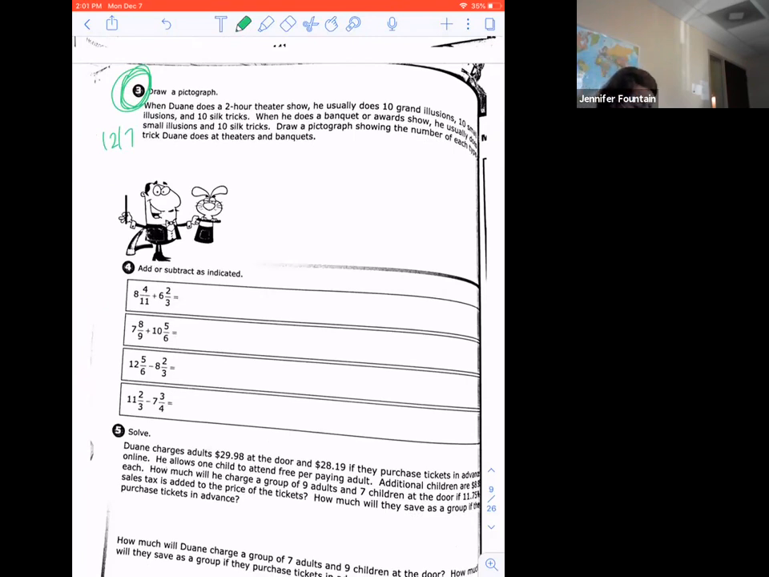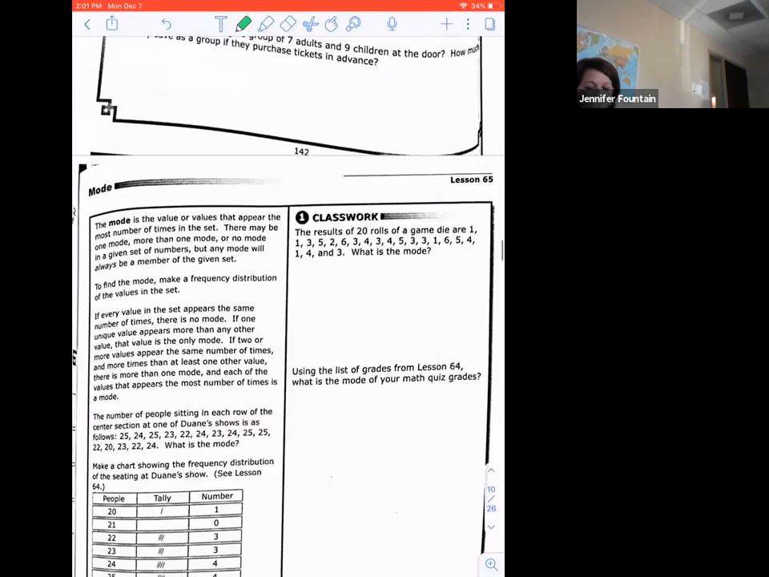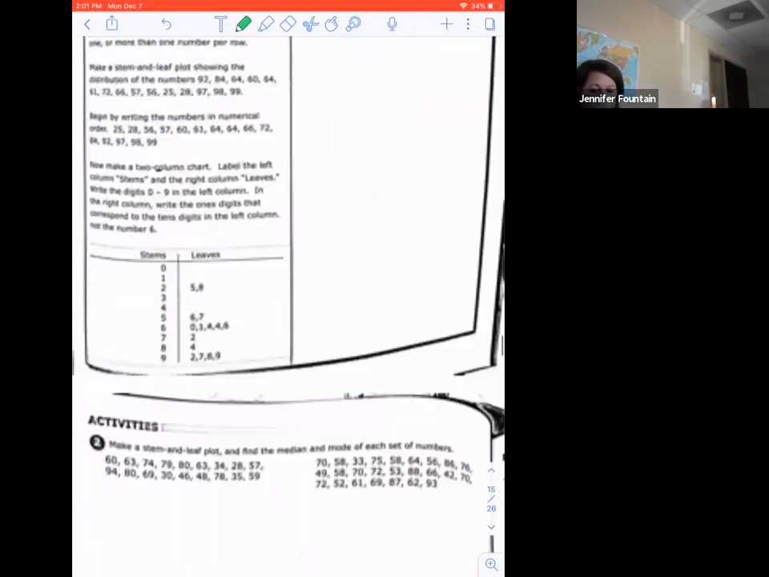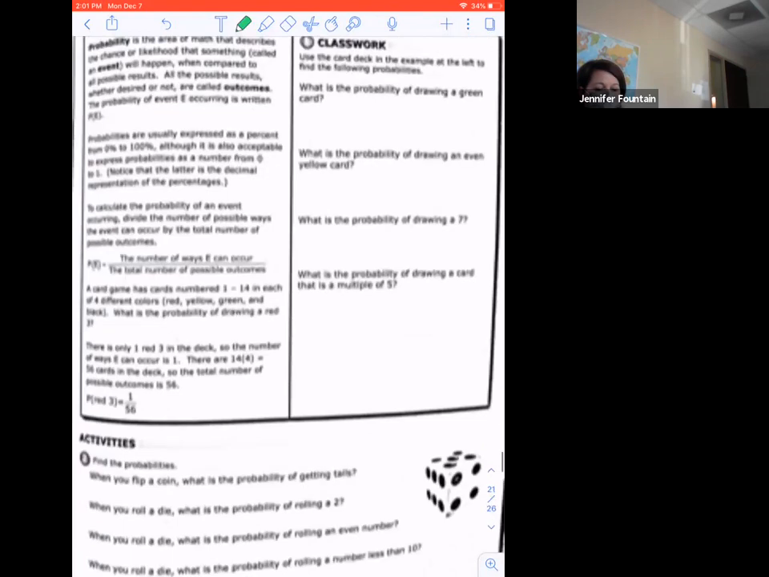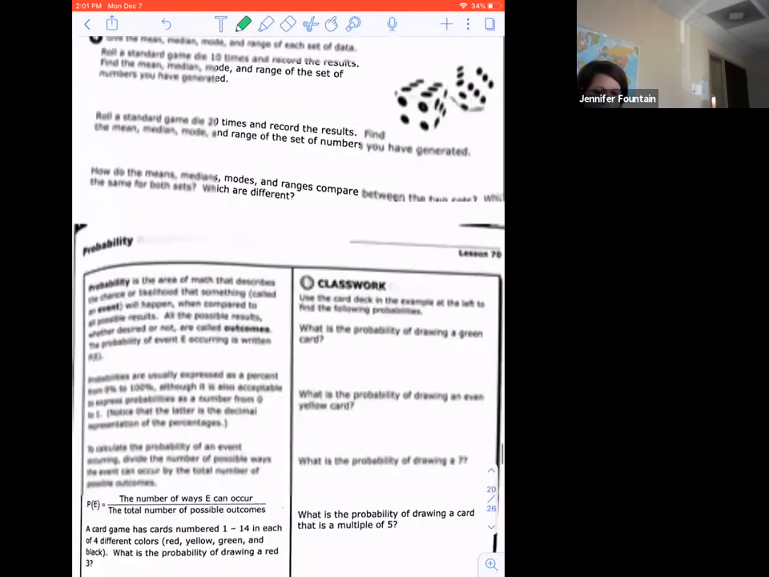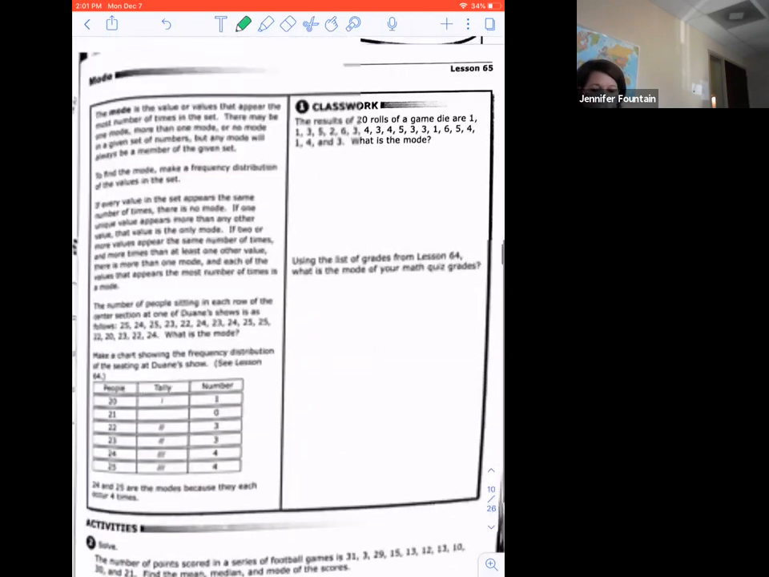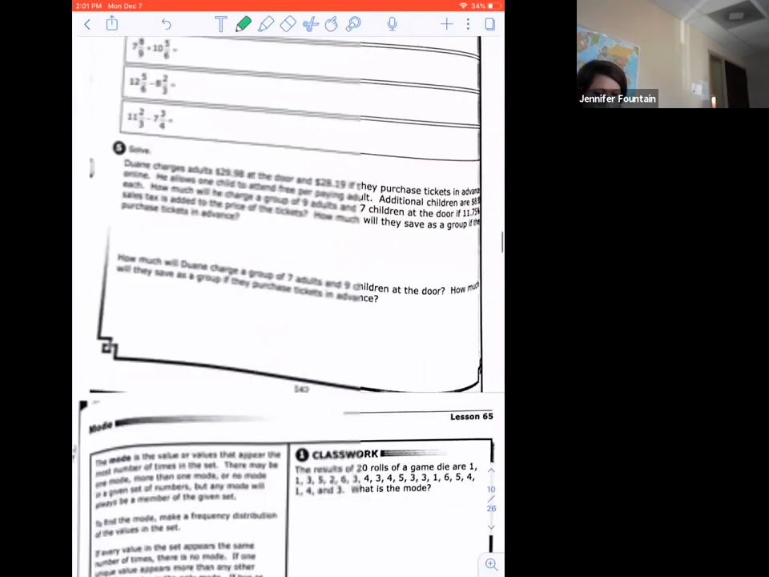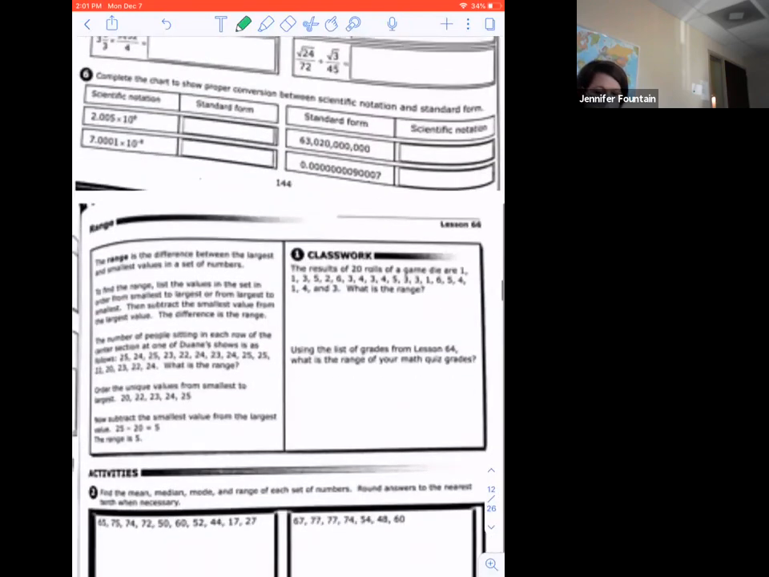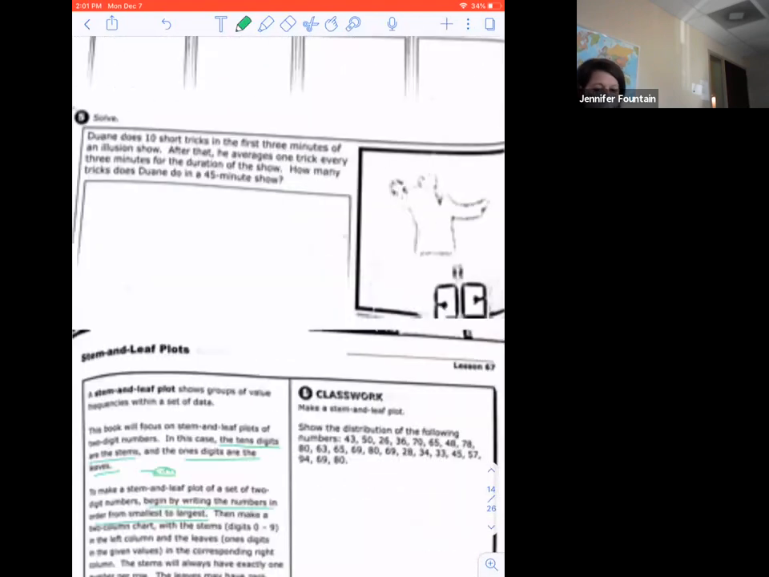I don't like the way that the book separates some of these things. I'm going to pull out some lessons that we're going to do after Christmas that we're going to start off the new semester with. So we're going to jump over to lesson 67 that's on page 147. So page 147, stem and leaf. A stem and leaf plot is a little different. Where's my stem and leaf? There we go.